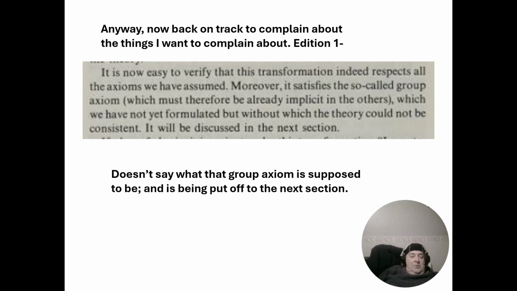Anyway, now back on track to complain about the things I want to complain about. Edition 1 carries on to say, "It is now easy to verify that this transformation indeed respects all the axioms we have assumed. Moreover, it satisfies the so-called group axiom, which must therefore be already implicit in the others, which we have not yet formulated, but without which the theory could not be consistent. It will be discussed in the next section."